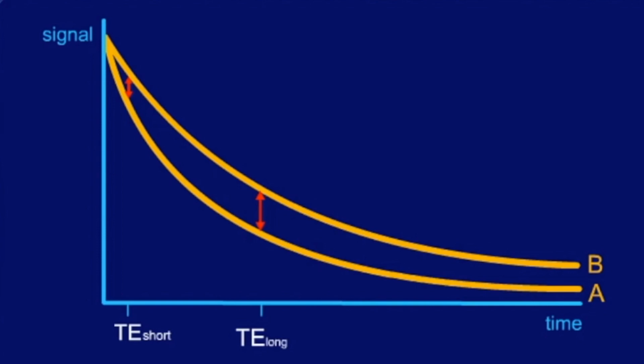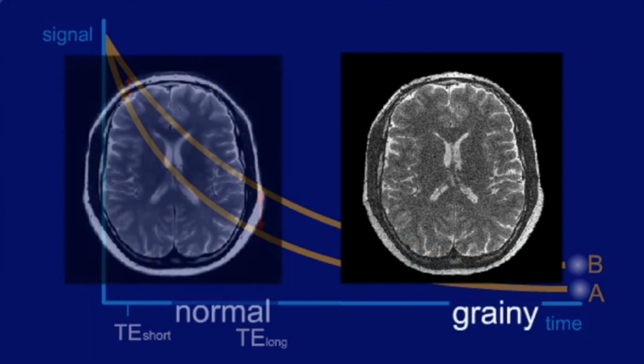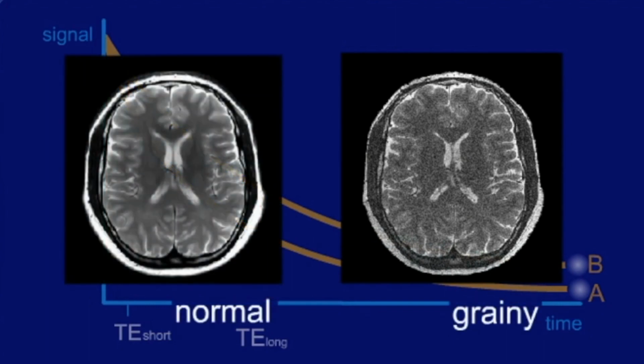But, and there is always a but, if we wait longer, the total signal intensity becomes smaller and smaller. The signal-to-noise ratio becomes smaller. The image appears grainy. An example to illustrate this signal-to-noise problem.